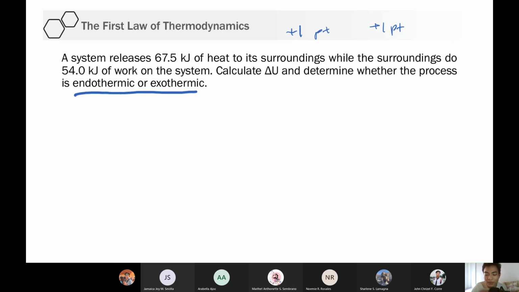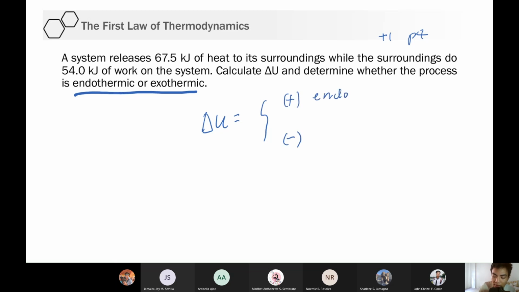Pag sinabing endothermic, that means delta U is positive, since sasabihin ko na yung sagot, 1 point lang tong recitation natin. Endo is positive in delta U. Exo is negative. Endo meaning kasi papaloob, the energy is going inside the system. Anything na pumapasok sa system is positive, and anything na lumalabas sa system, which is exothermic, is negative.